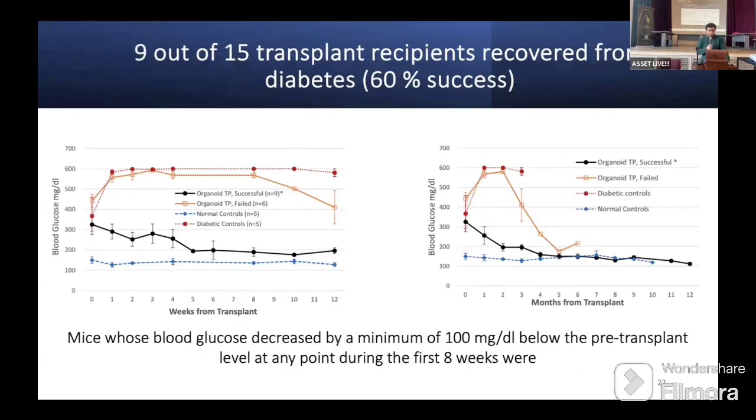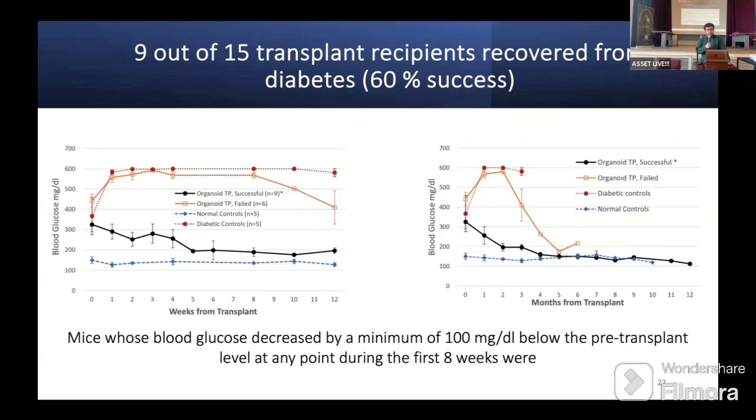What we can see here on the left is the first 12 weeks, and on the right, the first 12 months. So we followed these mice for 1 year. We can see that we have a 60% rate in rescuing the glycemia. Here on the y-axis, we have the blood glucose in milligrams per deciliter, and the x-axis is the time. So we have 9 successful transplants that completely saved the diabetes phenotype. And we can see that the glycemia is reaching levels that are very close to the normal controls.